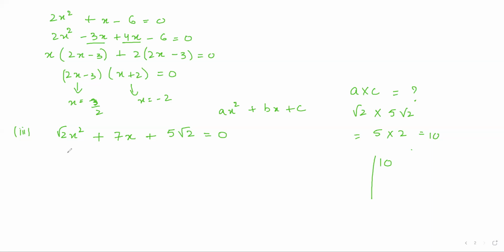Ma'am, root 2 into root 2 is root 2 only, right? No, it's 2, Sarah. See, under root 2 into under root 2, right? So it can be written as under root 2 into 2, right? When you have an under root, so what do we do if we want to take out 2? So we take pair, right? One pair means 1, 2 will come out. So the answer is 2.